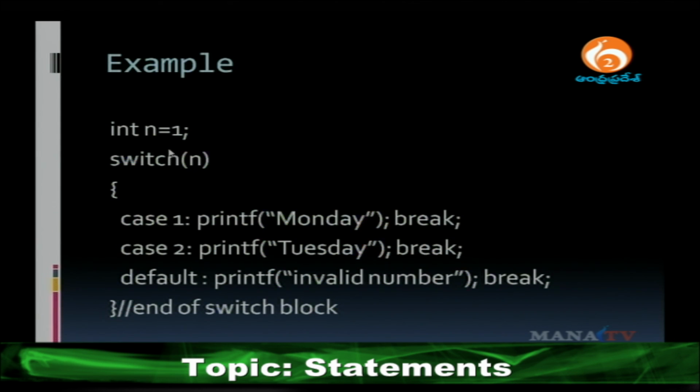For example, if n equal to 4, 4 is stored into the integer variable n. There is no case for 4. Case 1 is there, case 2 is there, but there is no 4. Then default is executed, that is printf invalid number. Break, control comes out of the block. We should write break for every case except the last case or default. Default always should be the last statement.